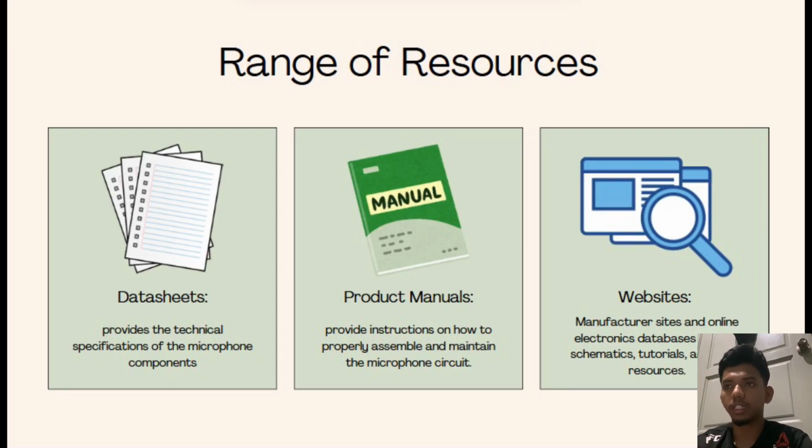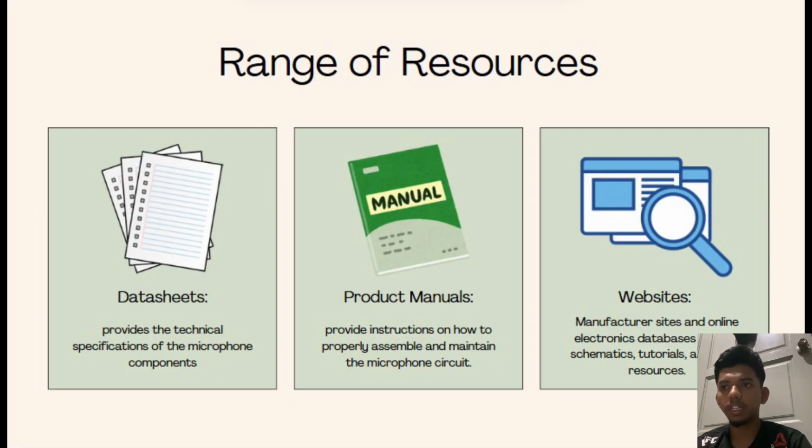What is a datasheet? A datasheet provides the technical specifications for the components used in the circuit, such as the microphone, resistor, transistor, and capacitor. The datasheet ensures that the correct components are chosen for the circuit and gives detailed information on the operating voltage, resistor value, and tolerance to ensure optimal performance.